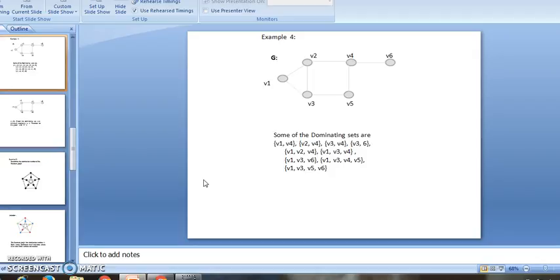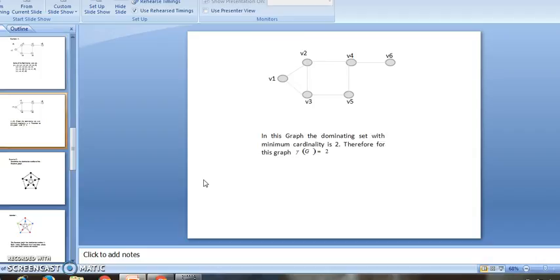Now consider this example. Some of the dominating sets are as listed below. We find that the dominating sets of a graph are not unique. In this graph, the dominating set with minimum cardinality is 2. Therefore, for this graph, gamma of G is equal to 2.